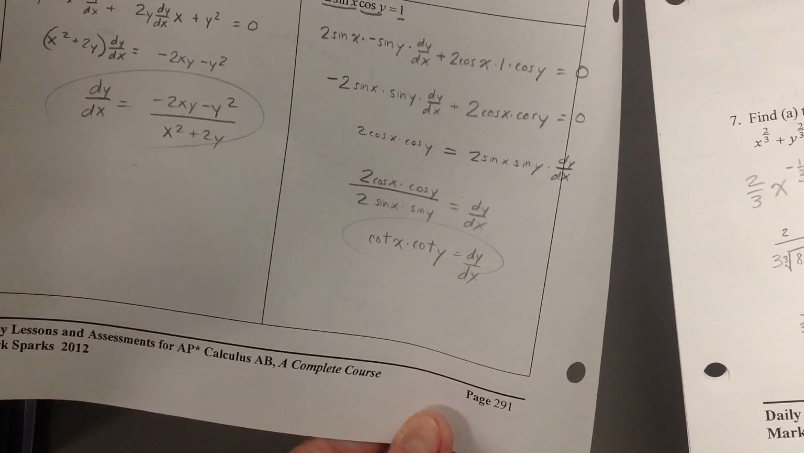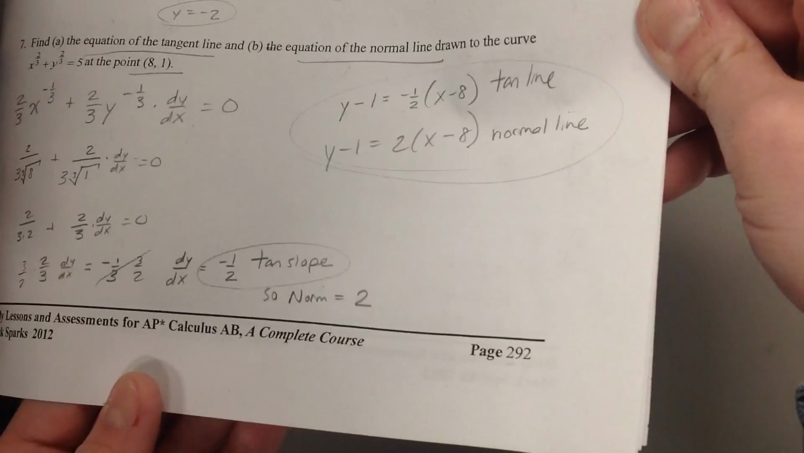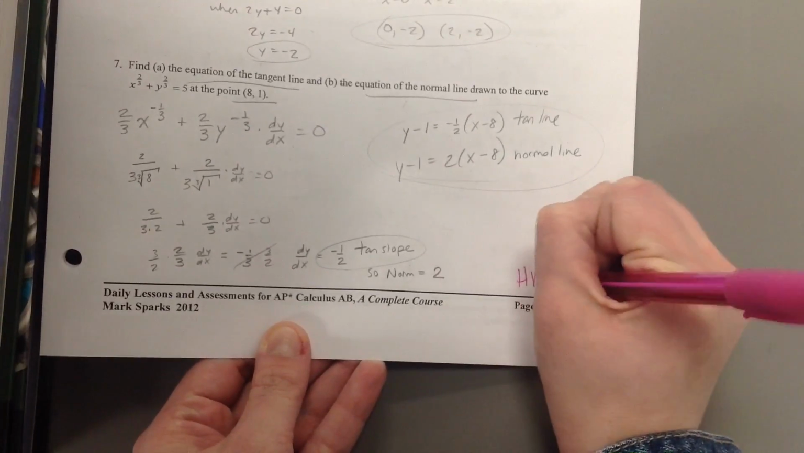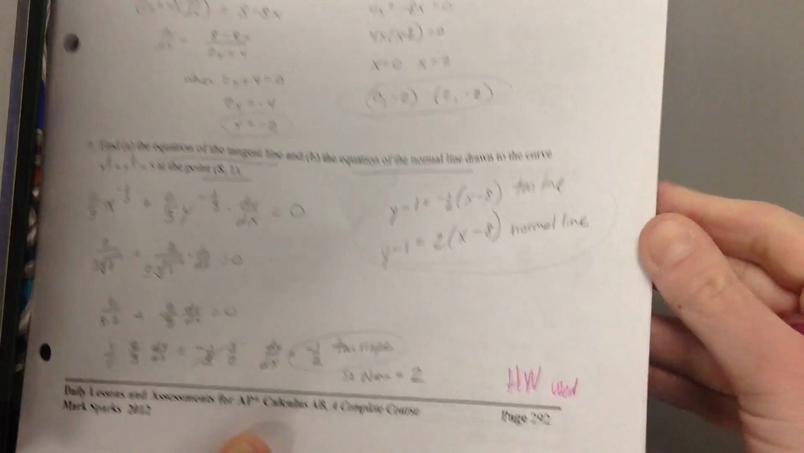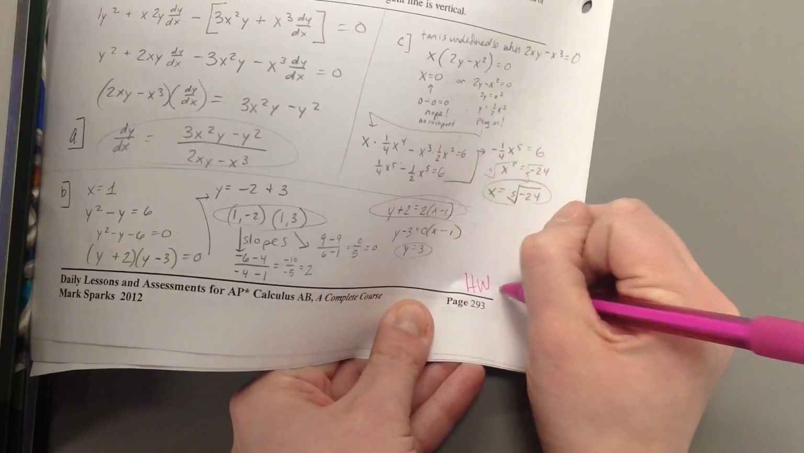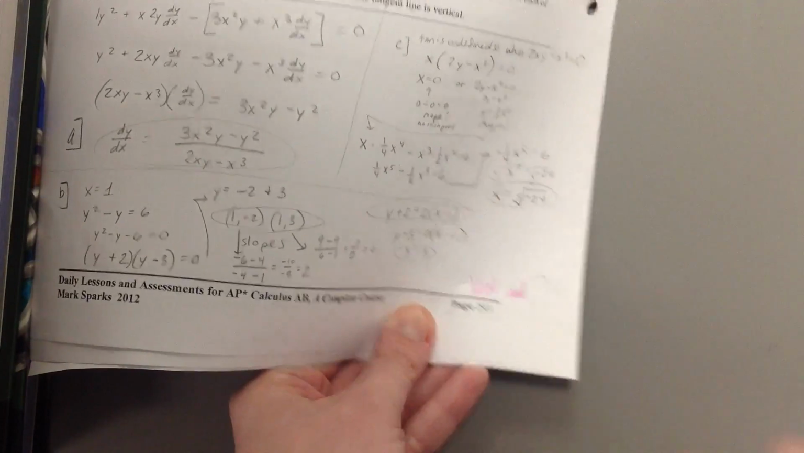So now, for homework, let's take a look at these. We already did page 291 last night for homework. So for tonight for homework, I would like you to do page 292. So that's homework from Wednesday to Thursday. And also page 293. Homework on Wednesday as well.